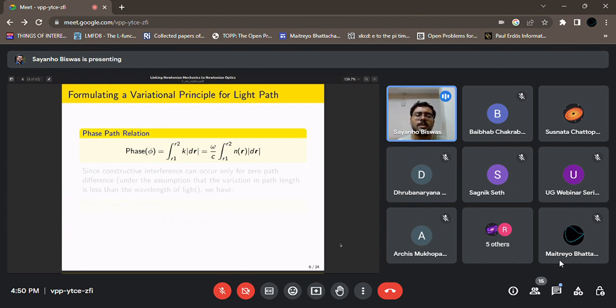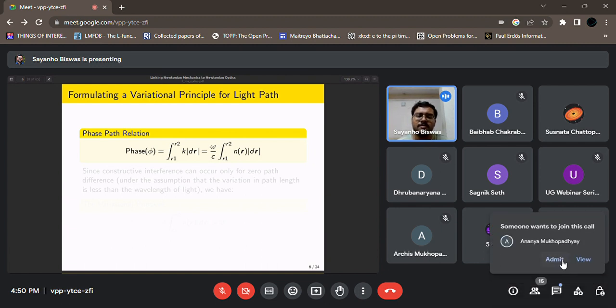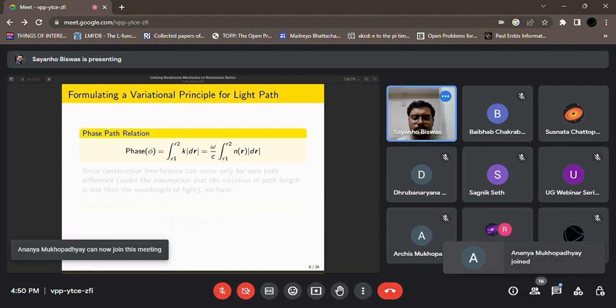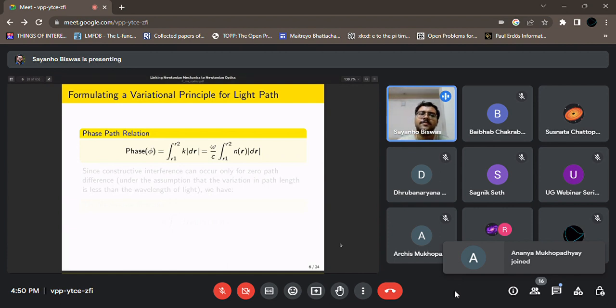What do we know about velocity of light in a medium? Velocity of light in a medium is what? Omega by k. Am I right? Velocity of light v is omega by k. So if velocity of light v is omega by k, and velocity of light in a medium v is what?